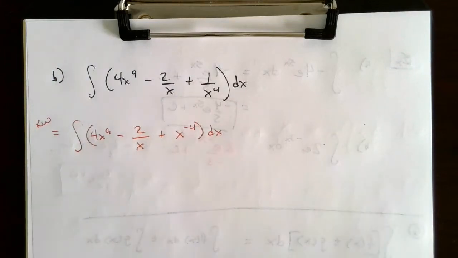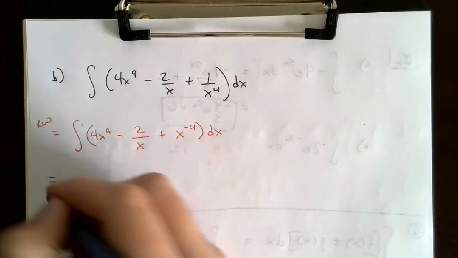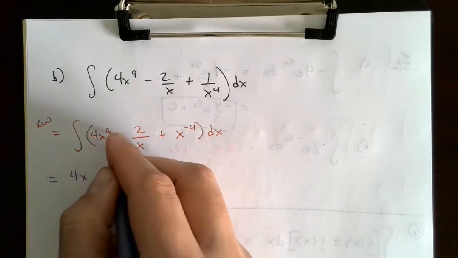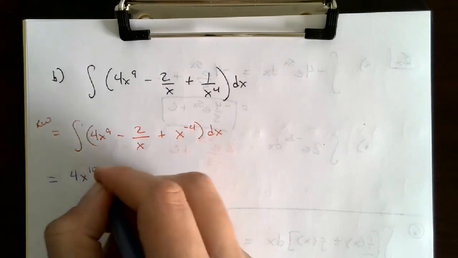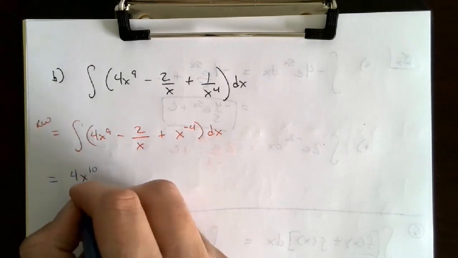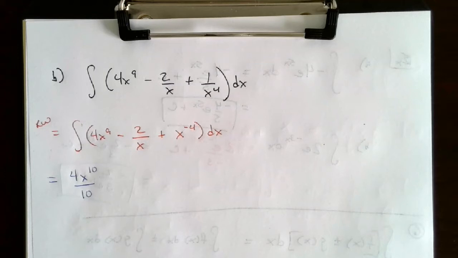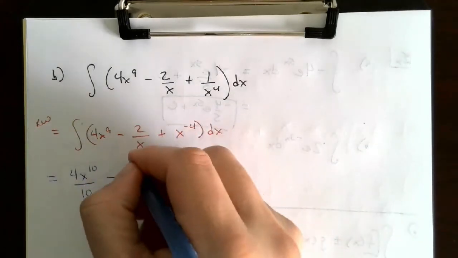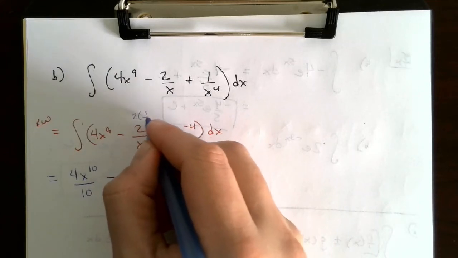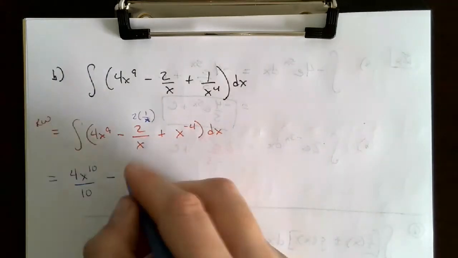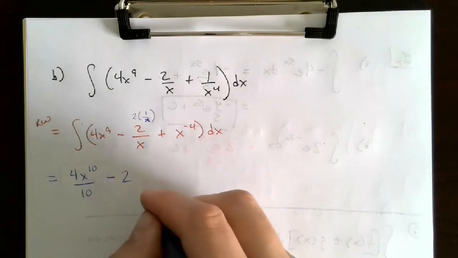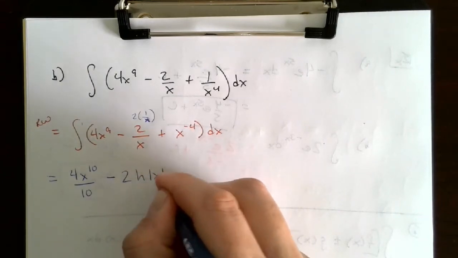So let's talk about what happens when you take the antiderivative. The integral of 4x to the 9th. Well, 4 stays in front. We have x to the power of, remember, you add 1 to the exponent, so x to the 10th, and you divide by that same new exponent, so you're dividing by 10. Minus here. Now this is 2 over x, but you can really think of this as being 2 times 1 over x, right? That's like a constant times a function. So the 2 will stay in front, so minus 2. And what's the antiderivative of 1 over x? Well, that's the natural log of absolute value of x.